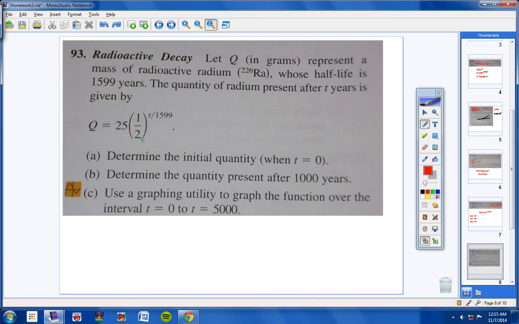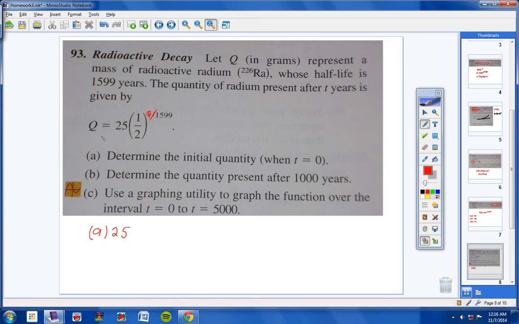Determine the initial quantity. Now remember, the initial quantity means when T is 0. So if you put 0 in for T here, 0 over 1,599 is 0. 1/2 to the 0 power is 1. So you have 25 times 1. And of course, 25 times 1 is just 25. So the initial amount is 25, okay?